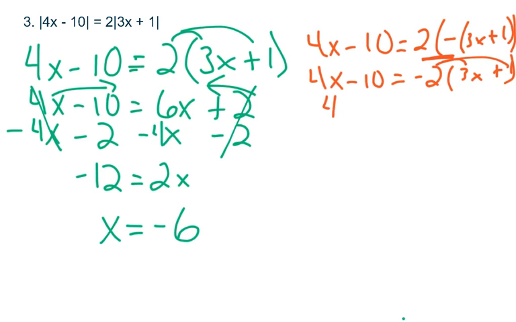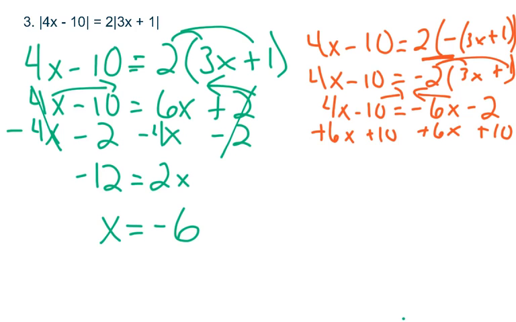Okay, so we still have 4x minus 10. Negative 2 times 3x is negative 6x. Negative 2 times 1 is negative 2. Now this time I'm actually going to take the x's to this side, and I'll take the constants to that side. Okay, so to take the negative 6x that way, I'm going to add 6x, add 6x. To take the negative 10 that direction, I'm going to add 10 and add 10 over here. So now I'm going to work left to right. 4x plus 6x is 10x. Negative 10 plus 10 is gone. Negative 6x plus 6x is gone. Negative 2 plus 10 is equal to 8.